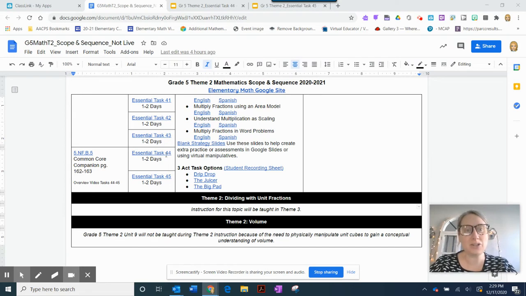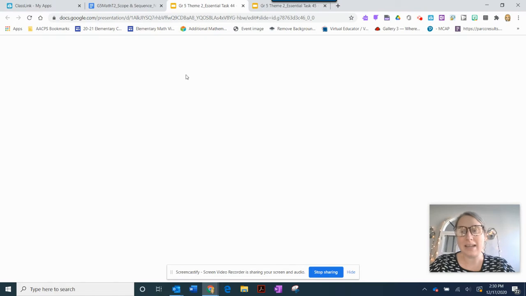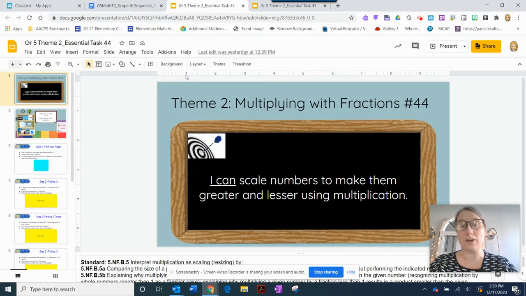So we're going to look at essential task 44 and essential task 45. These two tasks both are looking at that standard 5.NF.B.5, and this is our scaling standard. I really wanted to point out that these tasks revolve around students using reasonableness and estimation more so than actually having to multiply.